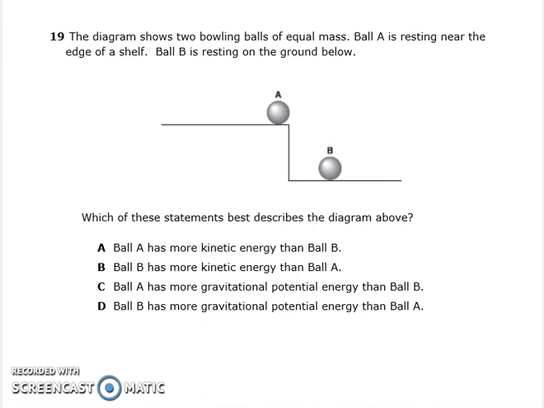Number 19. The diagram shows two bowling balls of equal mass. Ball A is resting near the edge of the shelf. Ball B is resting on the ground below. Which of these statements best describes the diagram above?